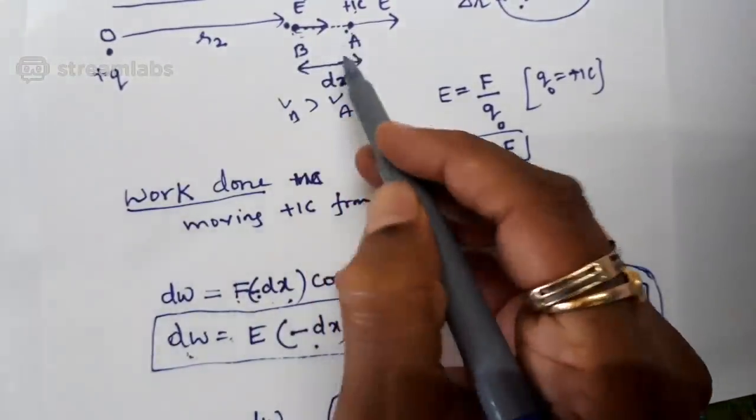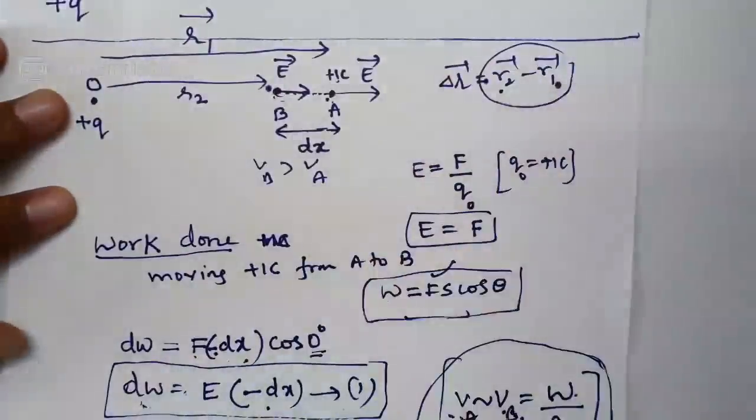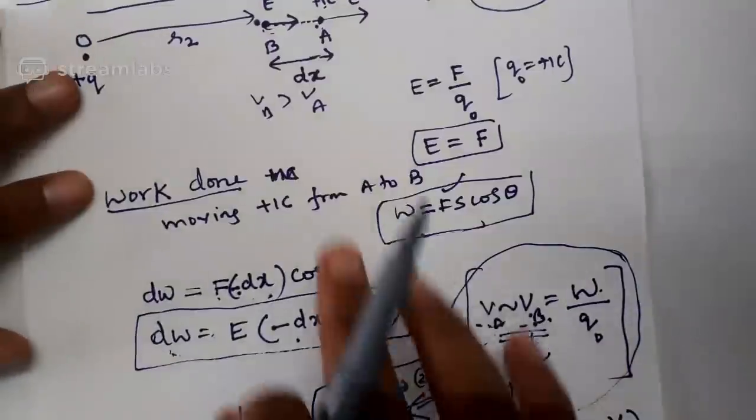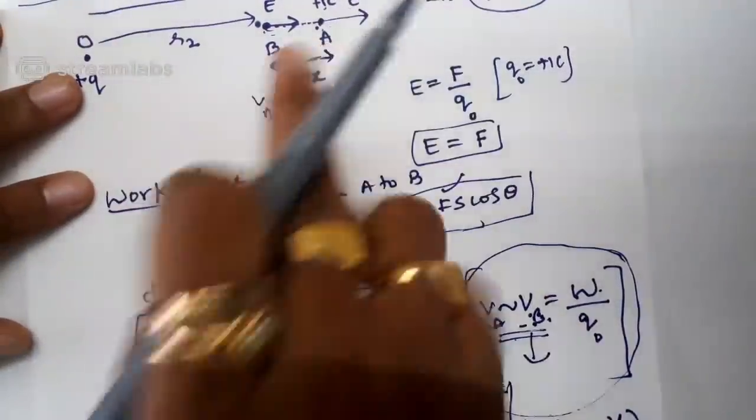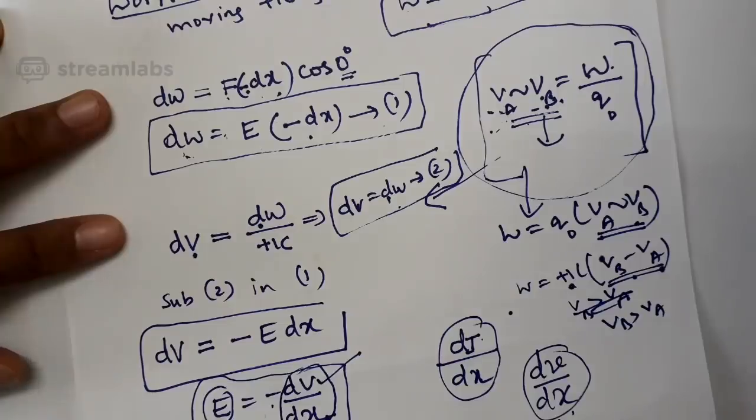If you move from B to A, it means you are moving along the direction of the electric field of a plus Q charge, correct? So that's why I said when you move along the direction of the electric field, potential goes on decreasing. That is the meaning of the negative sign. The negative sign indicates that if you move along the direction of the electric field, potential decreases. If you move against the direction of the electric field, potential increases.